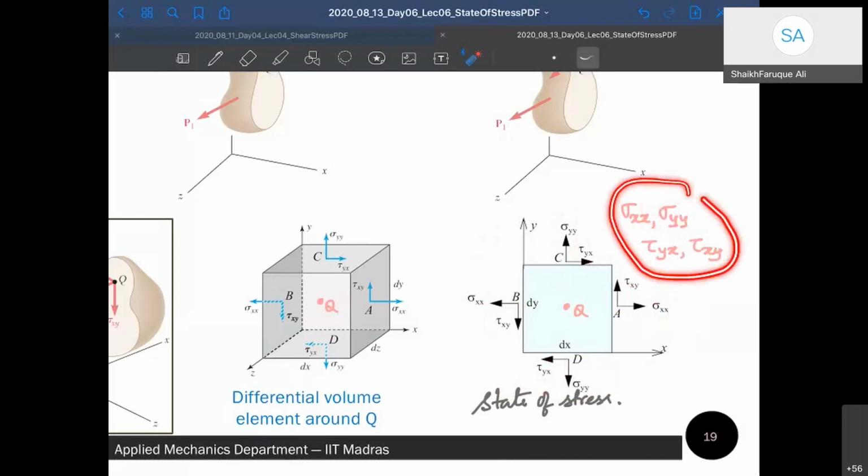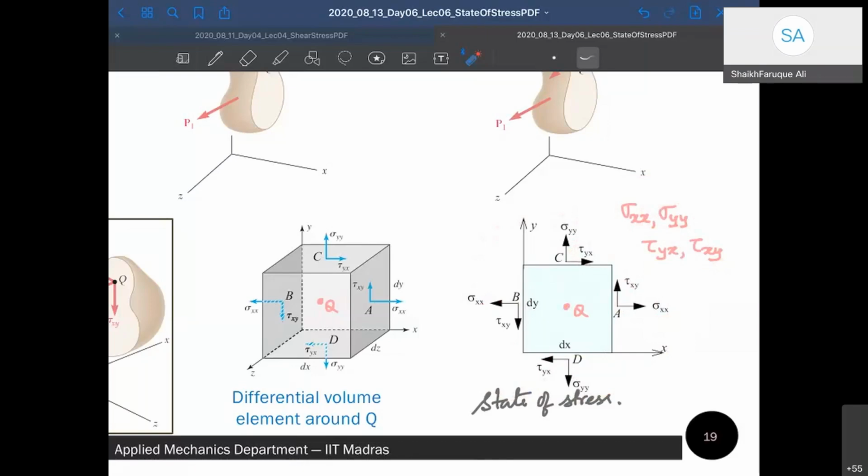Now, from a complementary stress analysis, we know that... Can you hear me now, all of you? Yes, sir. Okay. So the state of stress here, we have 4 right now. These 4 can be reduced further, because tau xy is equal to tau yx. We know that complementary shear stresses are equal.